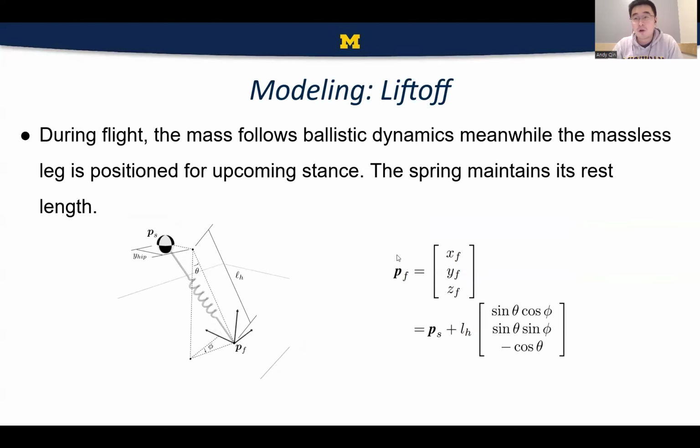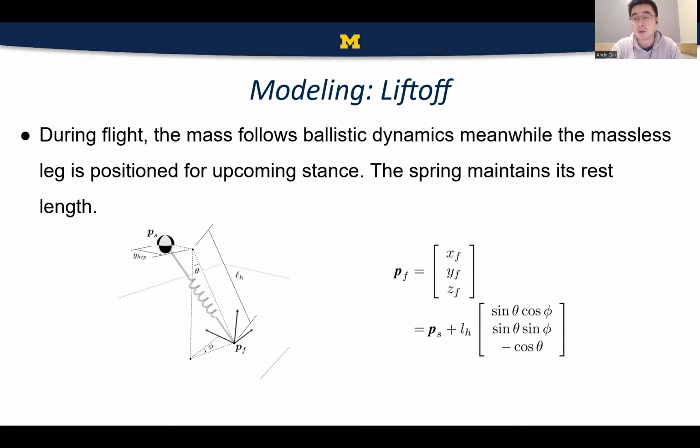So for this model, there are two different phases. First, the liftoff phase and the touchdown phase. Basically, the liftoff phase is when the robot is in the air and is out of control. It's just like when you're throwing a ball. Once it's out of your hand, the trajectory is basically set. So during the flight, the mass follows ballistic dynamics. Meanwhile, the massless leg is positioned for the upcoming stance. This is where the control is.